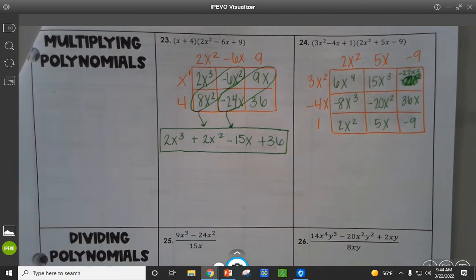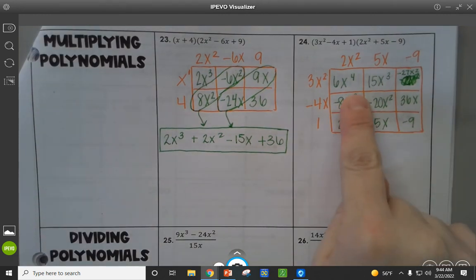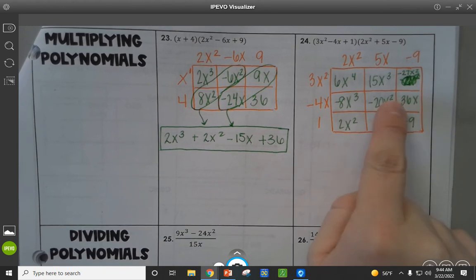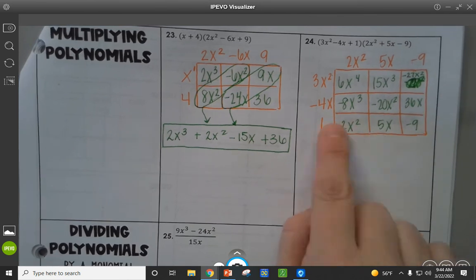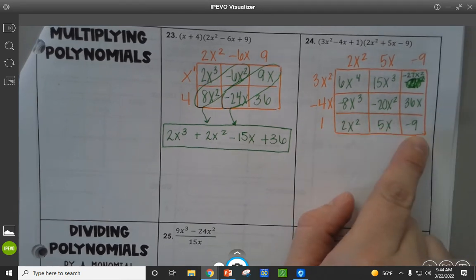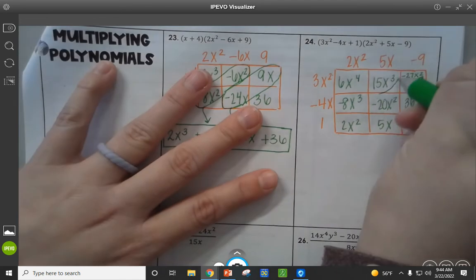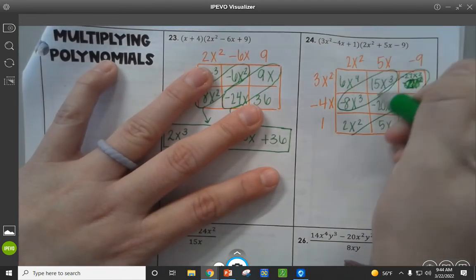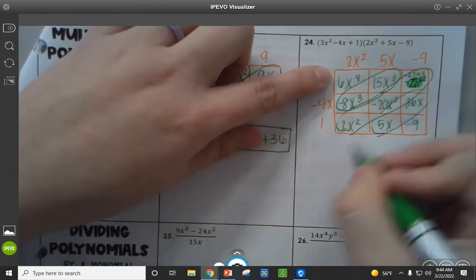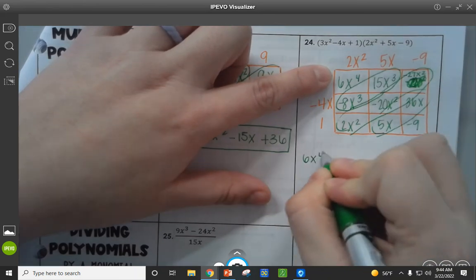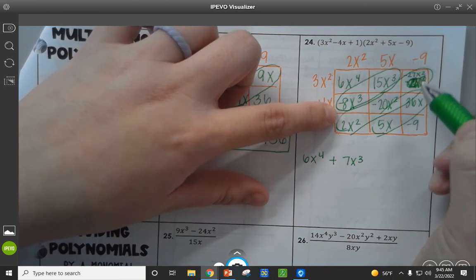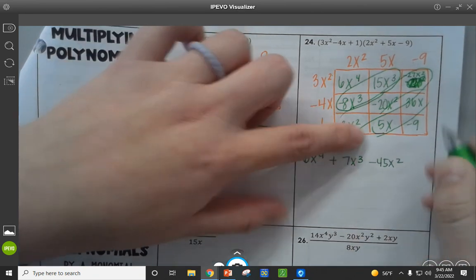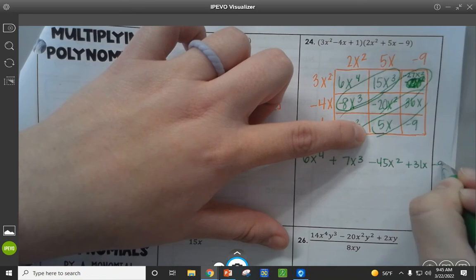All right, so the second row, you should have negative 8x cubed, negative 20x squared, 36x, and then when you're multiplying by 1, it's just 2x squared, 5x, and negative 9. And your like terms are still diagonal. So we get 6x to the 4th plus 7x cubed minus 45x squared plus 31x minus 9.